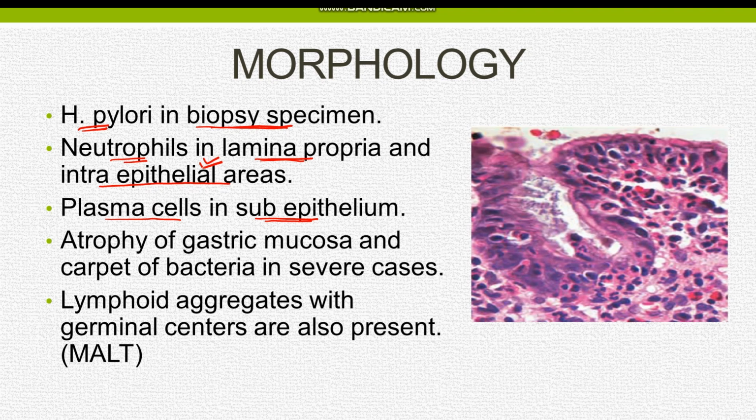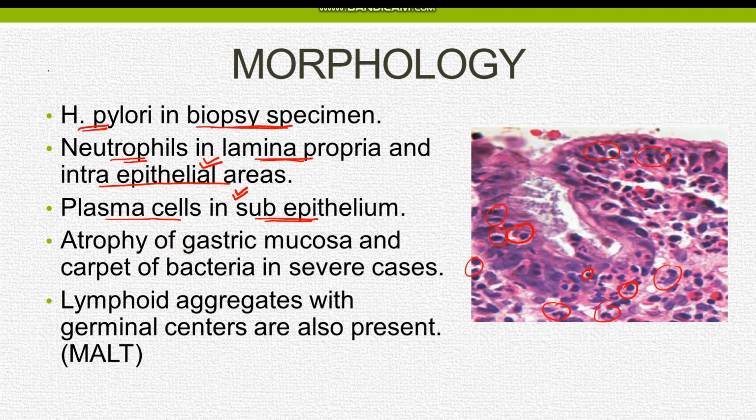The presence of intraepithelial neutrophils and subepithelial plasma cells is a hallmark of H. pylori gastritis. As you can see here, these are the inflammatory cells present in the intraepithelium as well as in the subepithelium of the stomach. In severe cases, there is atrophy of the gastric mucosa.